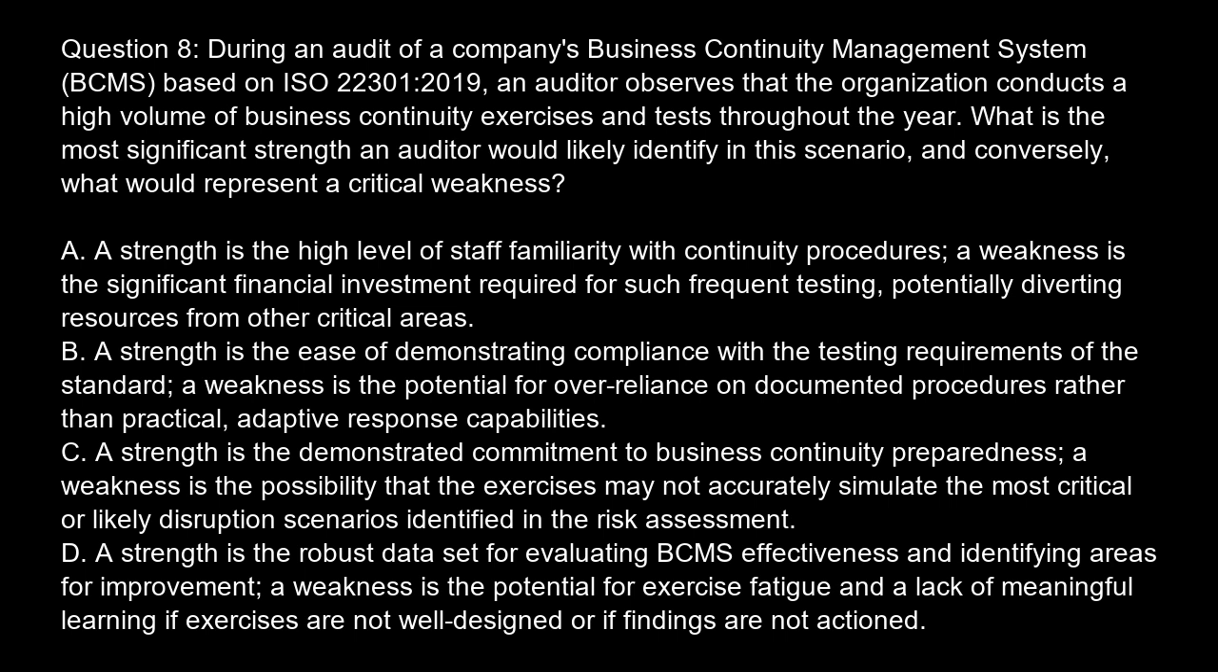Option C. A strength is the demonstrated commitment to business continuity preparedness. A weakness is the possibility that the exercises may not accurately simulate the most critical or likely disruption scenarios identified in the risk assessment. Option D. A strength is the robust data set for evaluating BCMS effectiveness and identifying areas for improvement. A weakness is the potential for exercise fatigue and a lack of meaningful learning if exercises are not well designed or if findings are not actioned.